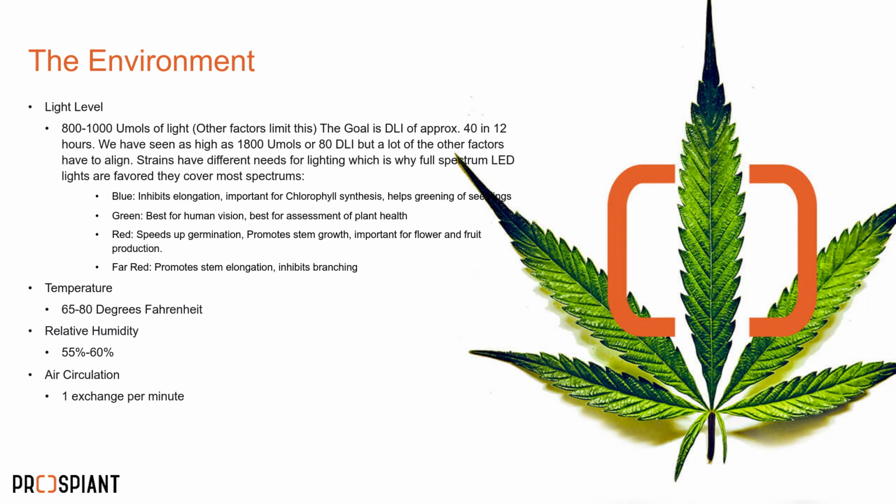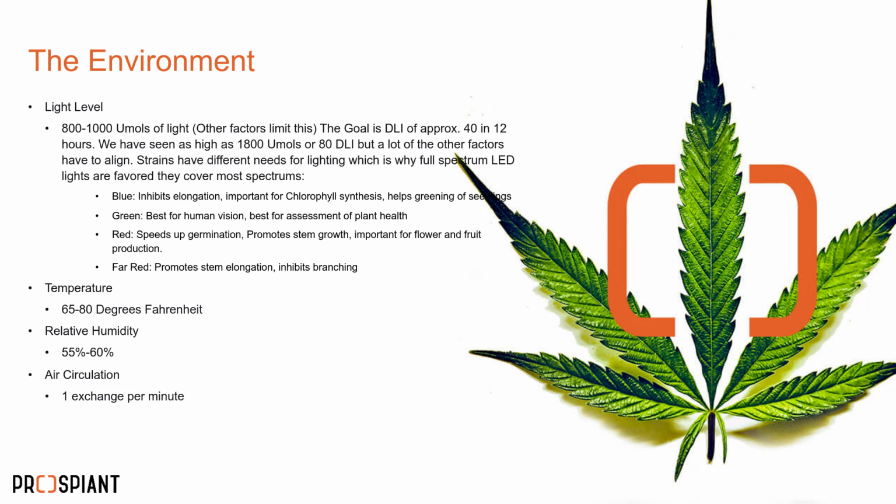Light levels. This plant loves light. The goal is to have a DLI of about 40 in 12 hours during the flower phase. We see customers using 800 to 1,000 micromoles of light, and it's to gain that light level that makes the plant thrive in that environment. Again, you're limiting that light based on what stage it's in, whether it's in veg or flower. And we've seen those get as high as 1,800 micromoles or 80 DLI, but most of the industry is running around that 40 and 12 hours at 800 to 1,000.